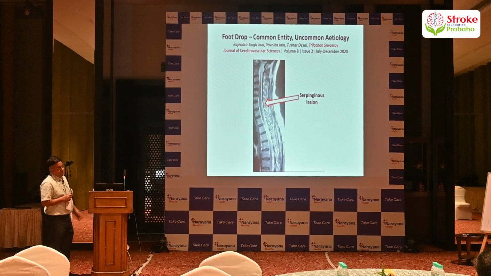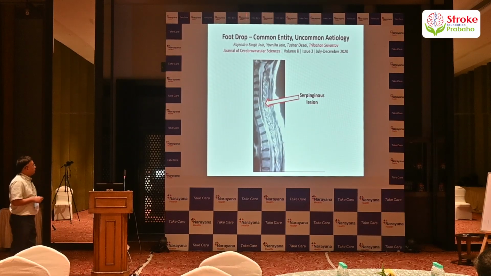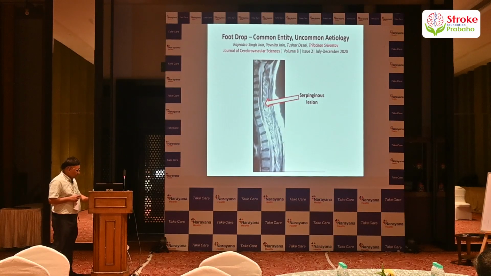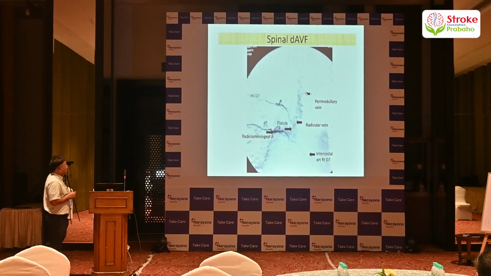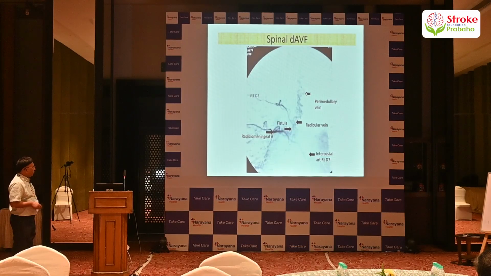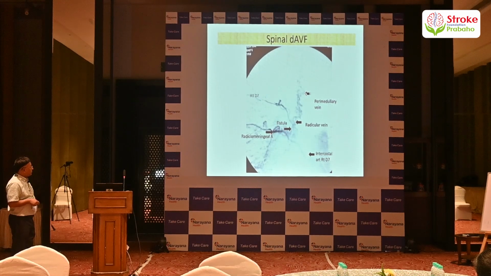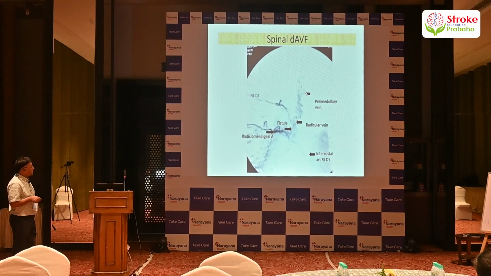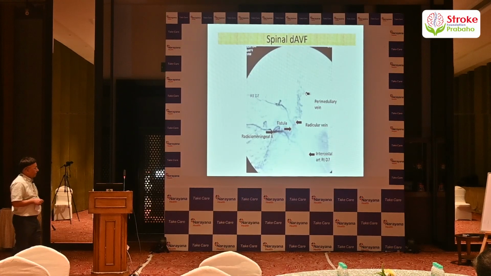So coming to our original case, the case which presented with foot drop and has this serpiginous lesion. This is the DSA and this is the cobra catheter at the level of the T7 intercostal artery. This is a radiculomeningeal artery because it is supplying the nerve root, and this is the site of the fistula. This is a radicular vein and this is a perimedullary vein. So our target of treatment is occluding this fistula and getting some proximal part of the vein.